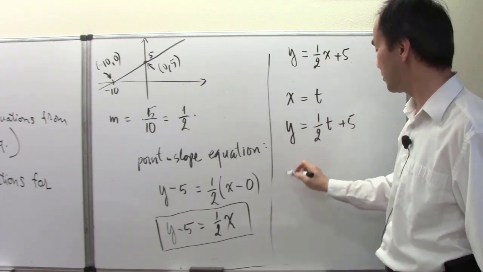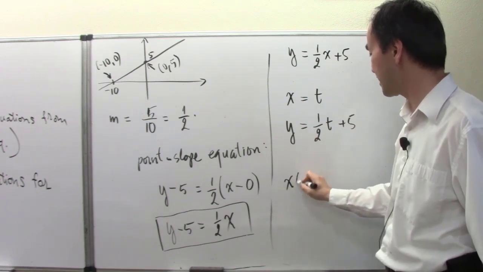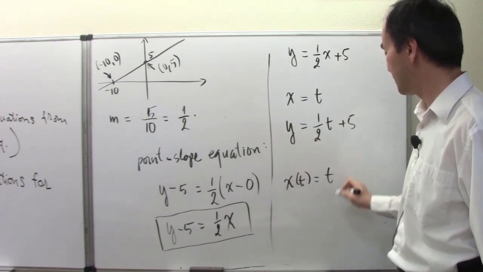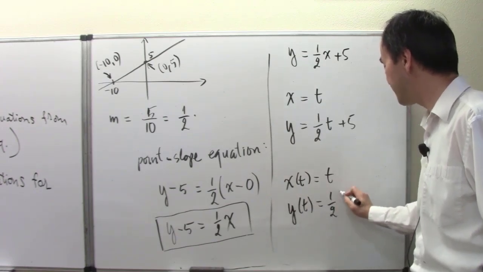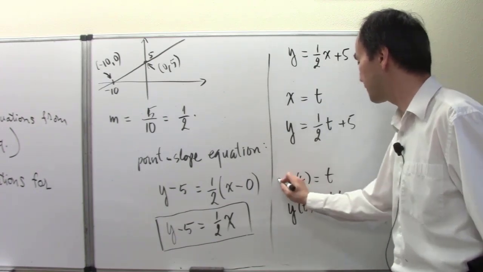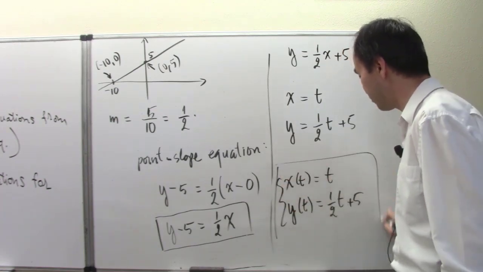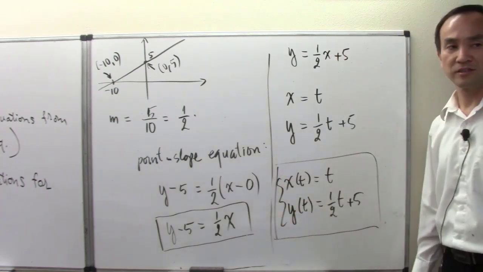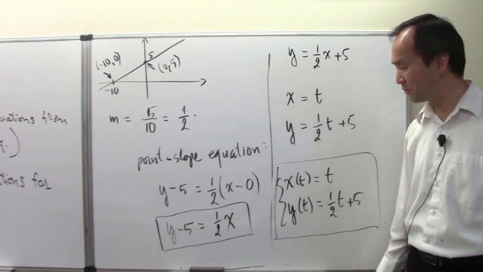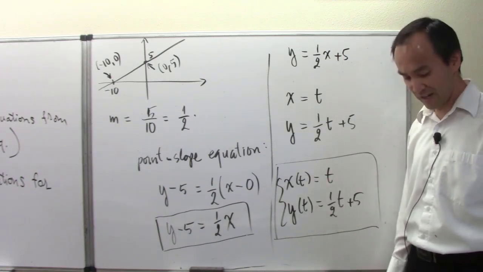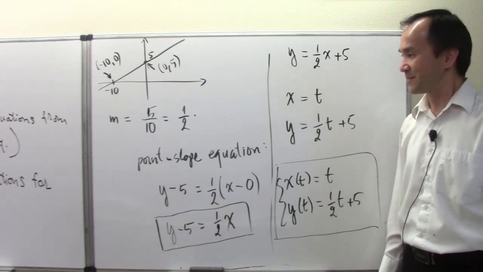See, we come to a different set. We come down to x of t equals t and y of t equals 1/2 of t plus 5 as a conclusion. We have come to a completely different set of parametric equations. All right, so for one graph, we can come to multiple different ways of writing a set of parametric equations like that. All right.